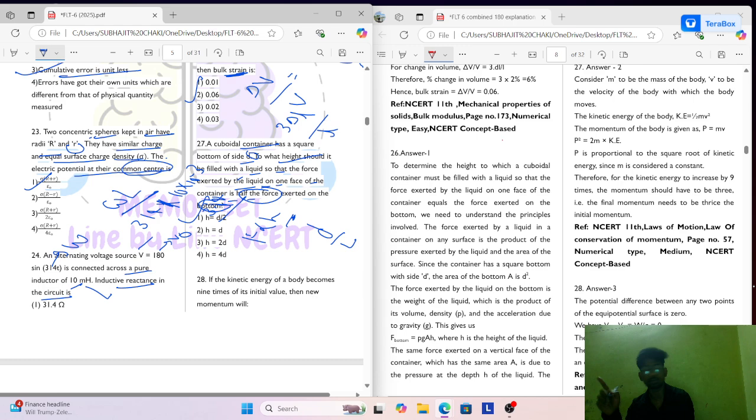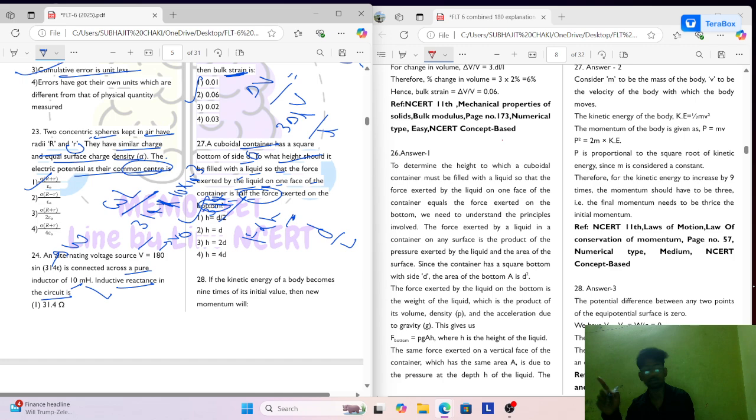This will be 52, not 50. So 52 minus 8 means 44, divided by 90, equals F minus 32 by 180. This is equal to 2, so 2 into 44 means 88. F minus 32 equals 88, so F will be equal to 120. So option number 3 will be the correct option here.